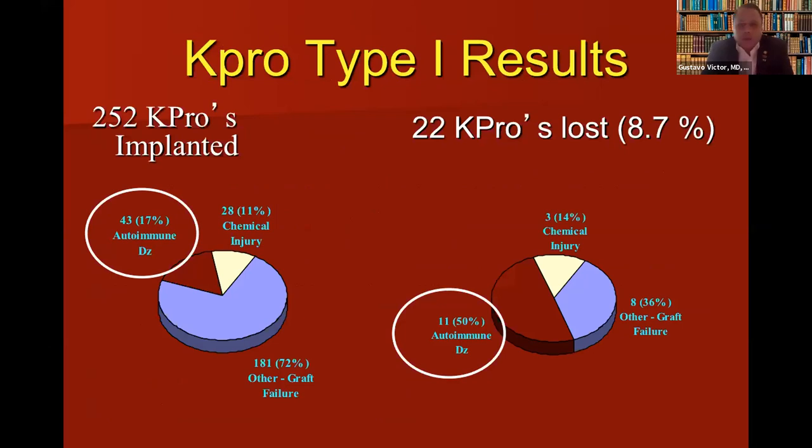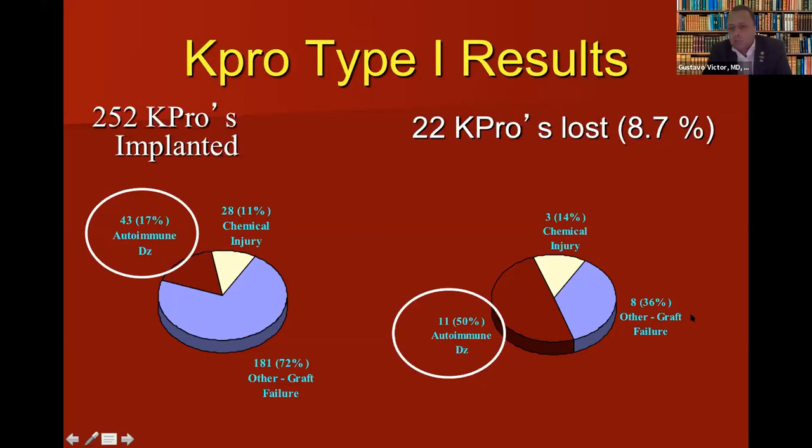So you can see here the results in 252 K-Pro implants. And you can see here in the blue that most patients have graft failure, usually more than one graft in the same patient. So 11% is chemical injury and 70% is autoimmune disease. So take the loss of the surgery, the loss of the results. You can see here the health of this patient is not good for results. It's coming from autoimmune disease.